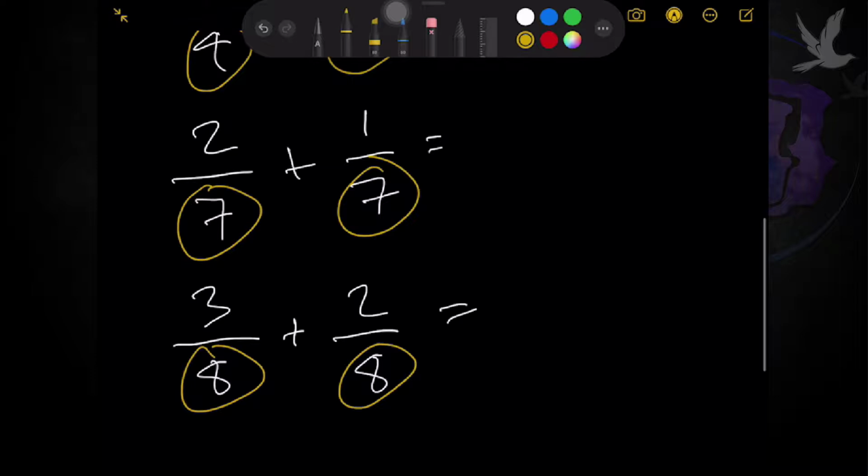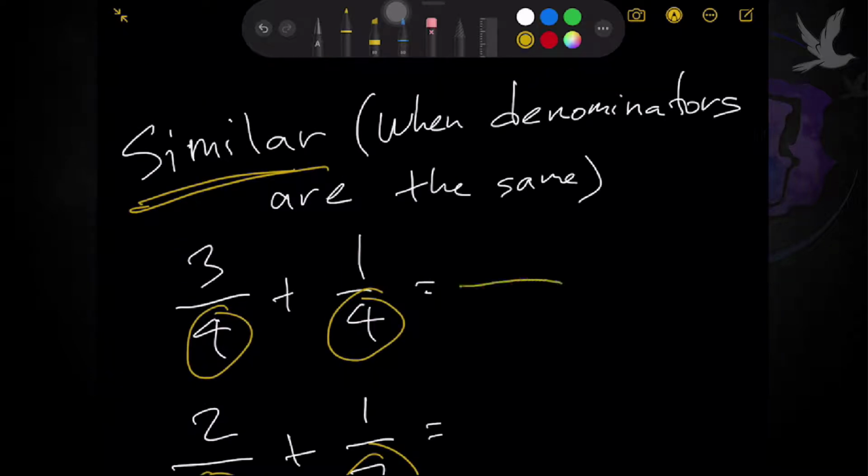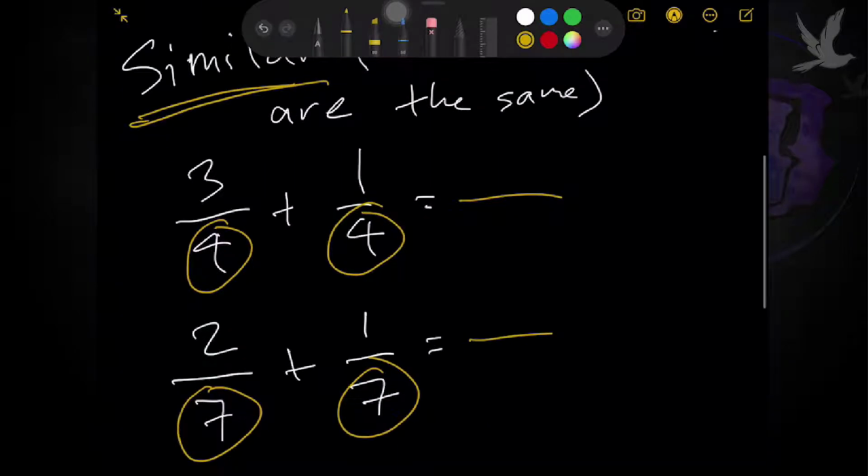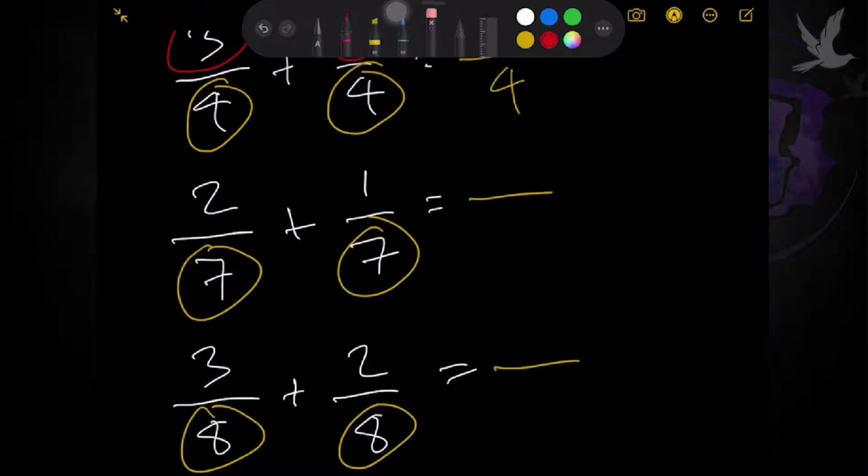Okay, so when adding similar fractions, it's actually very easy because what you need to do is just to copy their denominators, which is in this case the first number, 4. And all you need to do is just to add the numerators. So 3 plus 1 will give you 4. Okay, in this case, let me change this first, so that it is just one time.